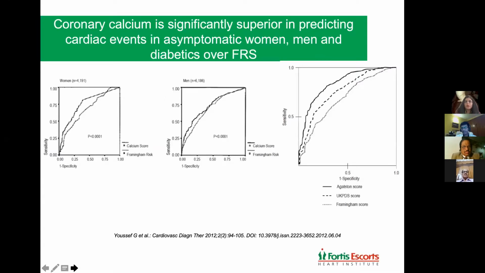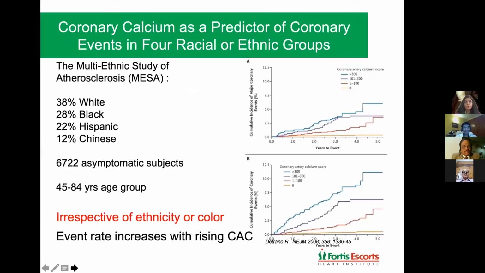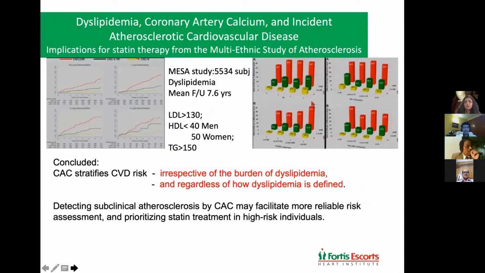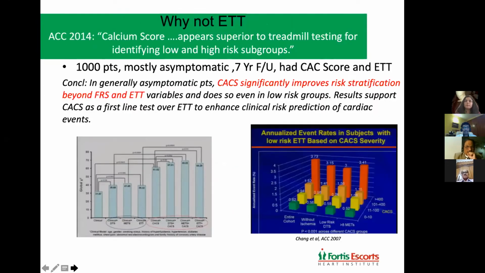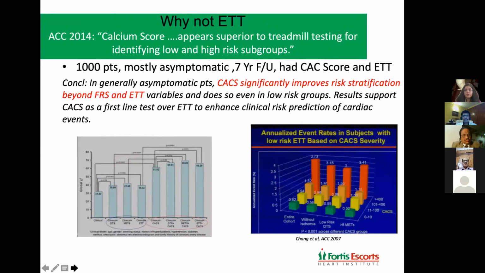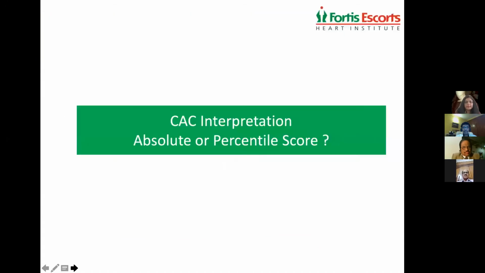And the coronary calcium is significantly superior in predicting cardiac events in the asymptomatic women, men, and diabetics over the Framingham risk score. And this is irrespective of ethnicity or color, as was demonstrated in the MESA trial. And it's also irrespective of the burden of dyslipidemia and regardless of how dyslipidemia is classified. The calcium score also significantly improves risk stratification, not only beyond the FRS, but also the exercise treadmill test.